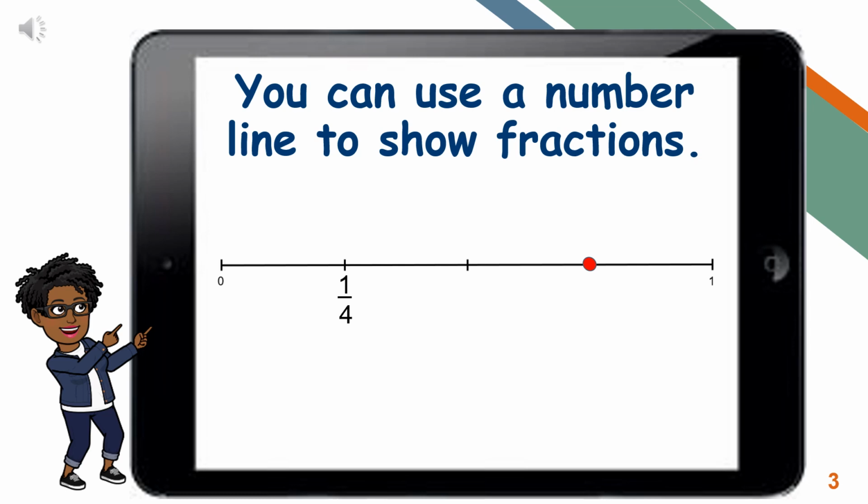The next part is 2 out of 4. It will be 2/4. The third part is 3 out of 4, so it's 3/4. And the last part is 4 out of 4, so we will label it 4/4.